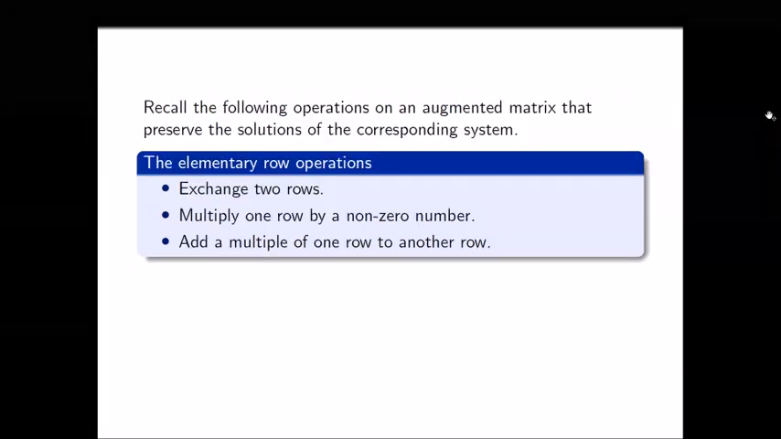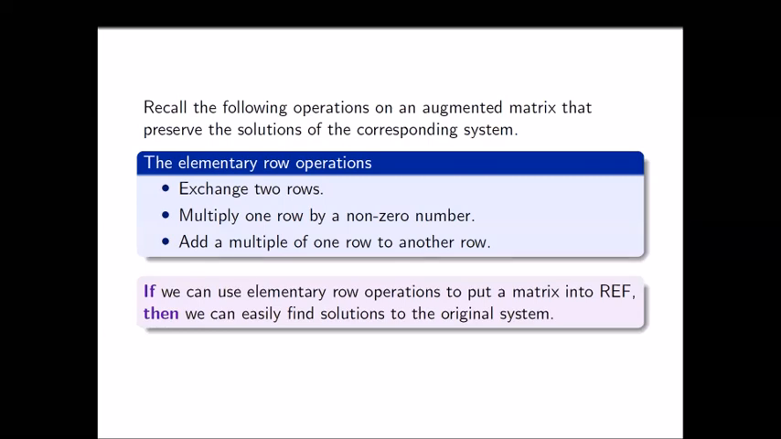In the last episode, we talked about elementary operations on augmented matrices or systems of linear equations, and how these operations preserve the solutions of these systems. So the 3 elementary row operations are the following. You exchange 2 rows, you multiply one row by a non-zero number, or you add a multiple of one row to another row. So we're going to learn that we can use these elementary row operations to convert any matrix into its row echelon form.